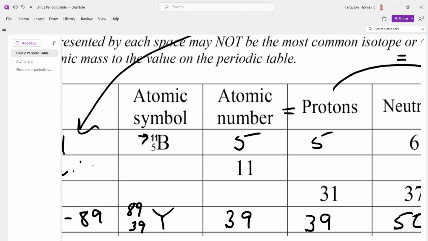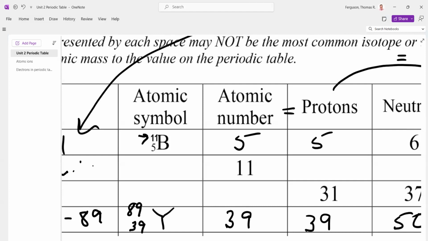Okay, so the number on the top is the isotope. So this would be boron 11. Boron has 5 protons, and if this is neutral, it also has 5 electrons. And then today I'm going to talk about what if it's not equal, and we have an ion. Okay, so that's what we did, and this worksheet is available on Canvas files.